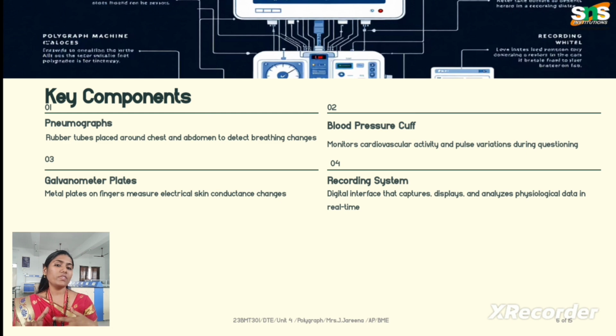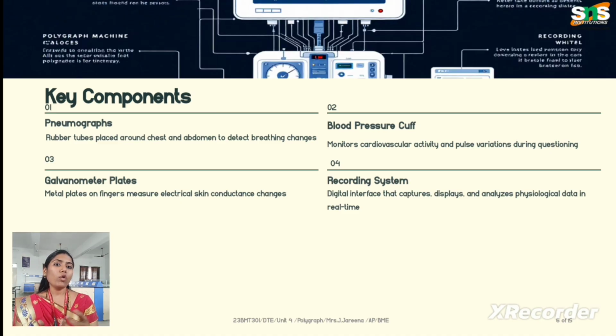It is placed or wrapped around your chest, and based on the chest movement, it is going to record how many breaths are being taken per minute. So this is how the pneumograph works. And the blood pressure cuff, you already know, is the BP apparatus. It is mainly used to measure the BP level, that is systolic pressure and diastolic pressure. It clearly tells the BP level of that particular person.